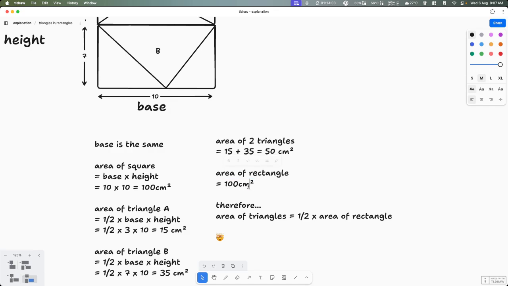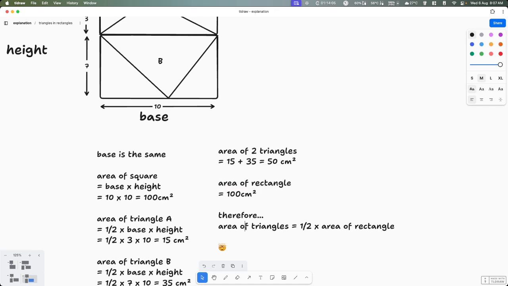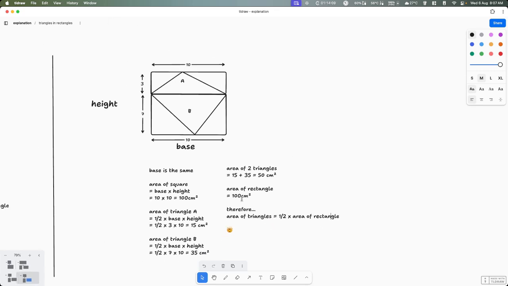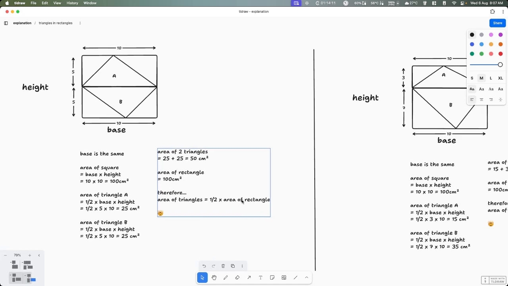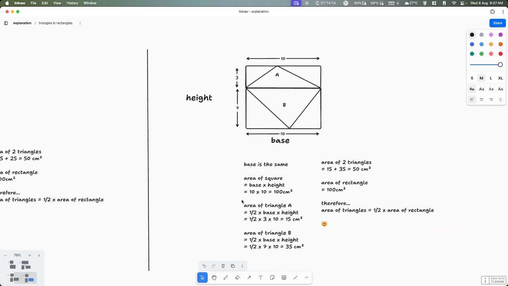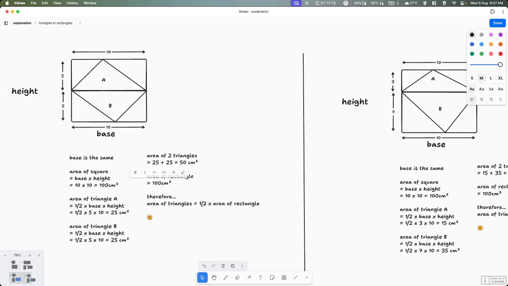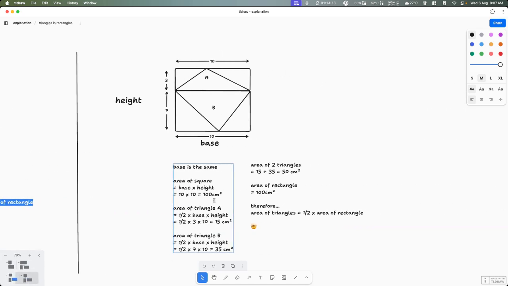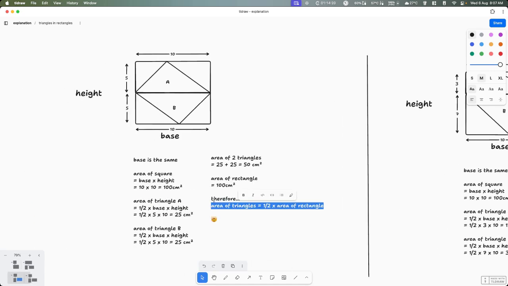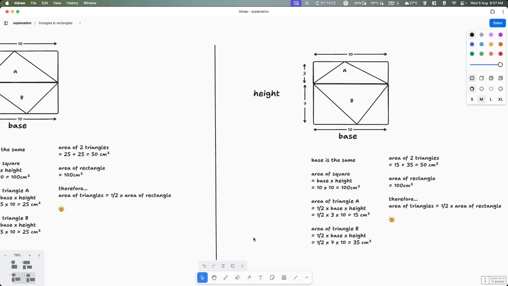The area of the rectangle is the same. Therefore, the area of the triangles combined is half times the area of the rectangle. So no matter what the height is, you can see that the area of the triangles is always half of the area of the rectangle. Mind shocking. Whoa, boom, boom, boom. All right.